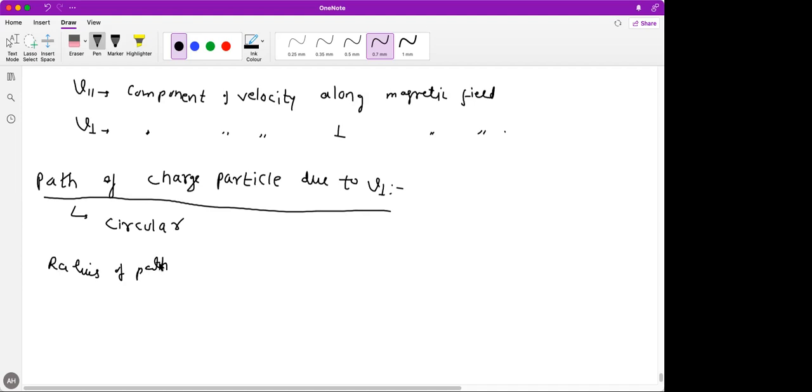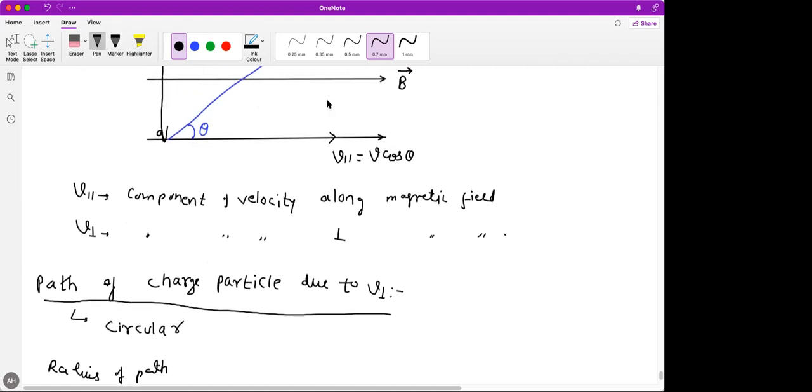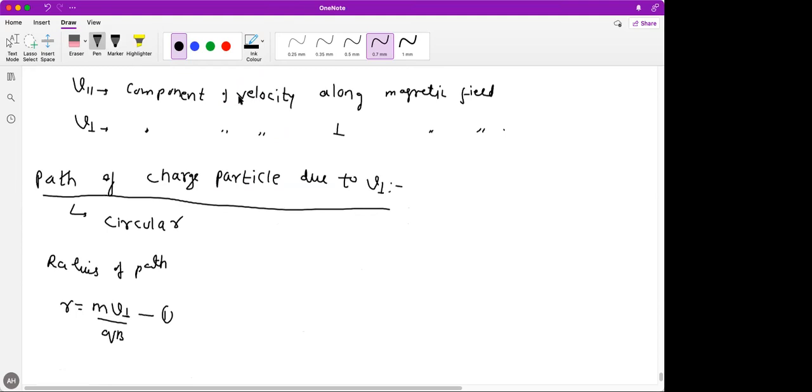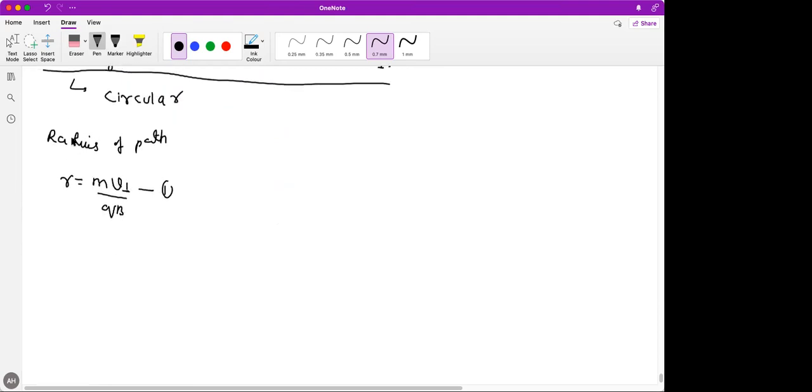We know the expression of the radius of the path. Radius of the path will be m v perpendicular over qB. Instead of v, we will use v perpendicular here. And how much is v perpendicular? That's v sine theta. Similarly, we can calculate the time period. Time period will be 2 pi m over qB.